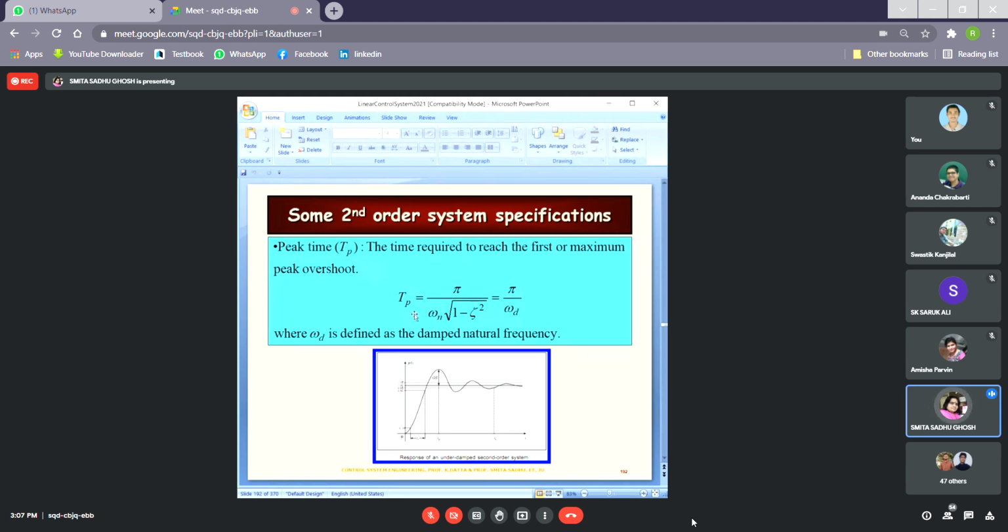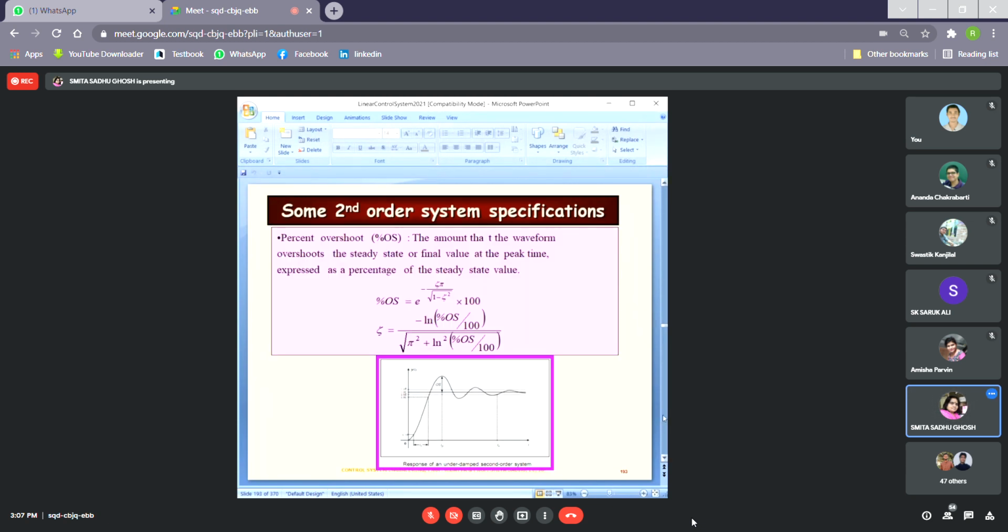After finding out the expression, the final expression boils down to this, that is Tp is equal to pi by omega n root over of 1 minus zeta square, also written as pi by omega d, where omega d is the damped natural frequency and is equal to omega n root over of 1 minus zeta square. That was something you already knew, I guess. This as well, partially at least you know.